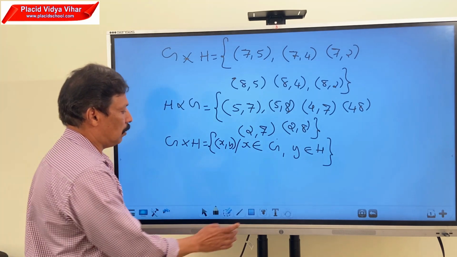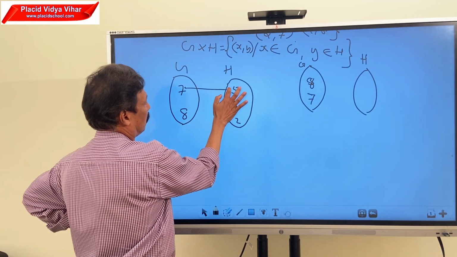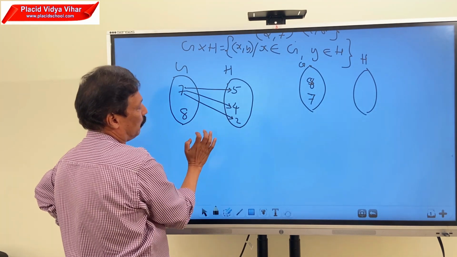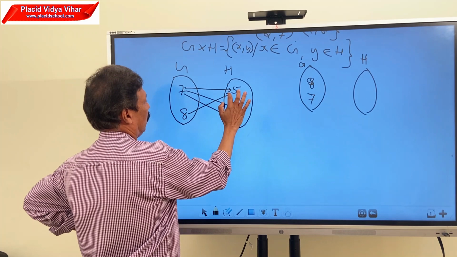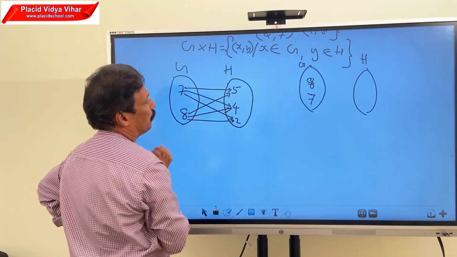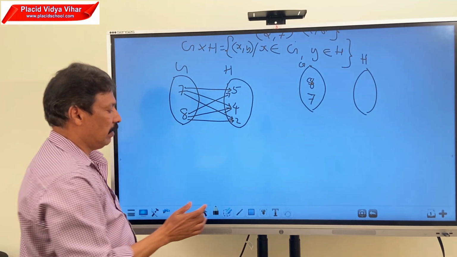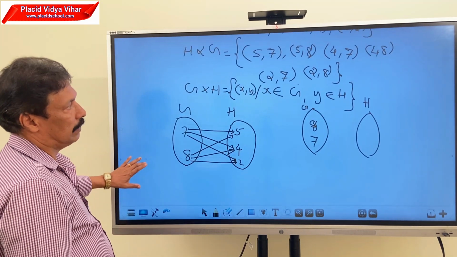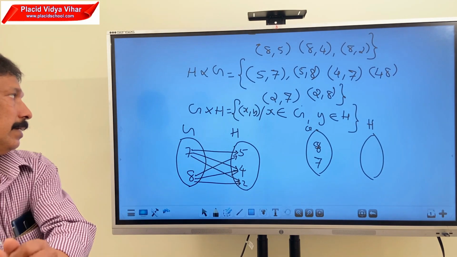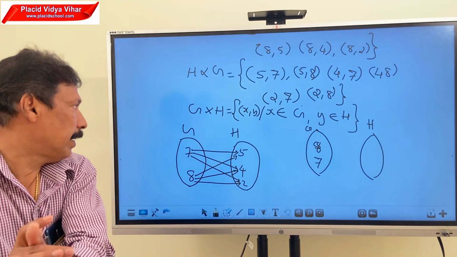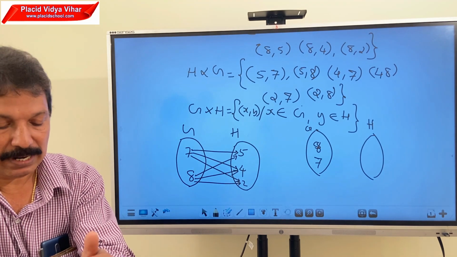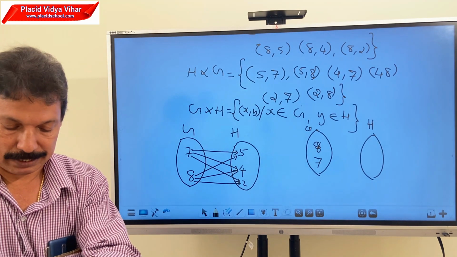Then another way of representing: ordered pair (5, 7), ordered pair (7, 4) and ordered pair (7, 2). Again ordered pair (8, 5), (8, 4), (8, 2). There are three ways of representing a Cartesian product. The first is the roster form, the second is the set builder form, and the third is the arrow notation or the graphical representation of the Cartesian product.